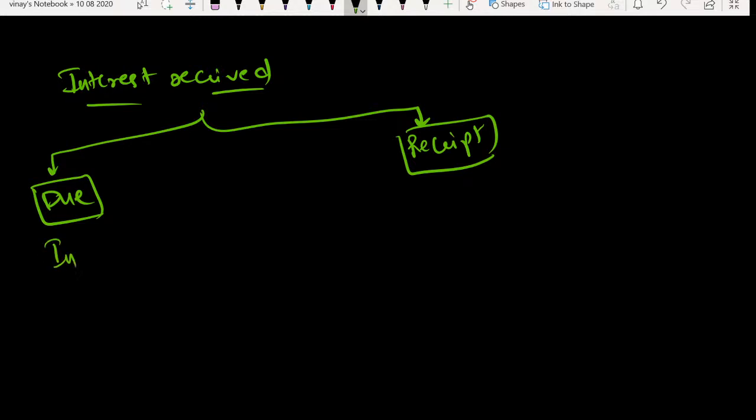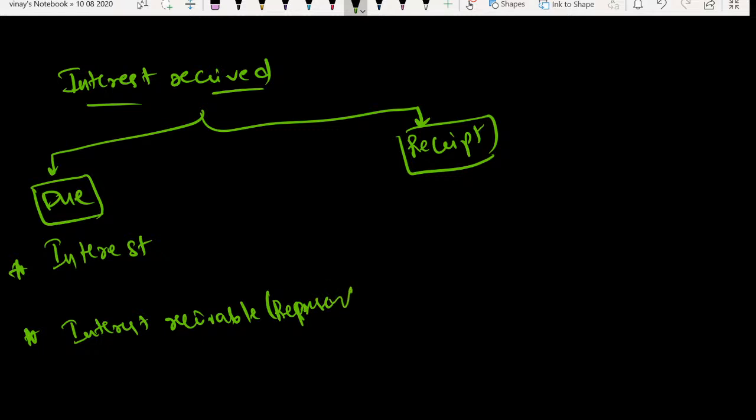So I have interest as well as interest receivable. This is nothing but a representative personal account.